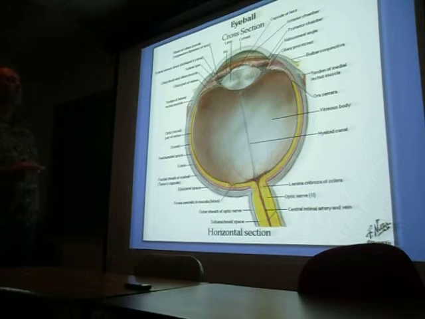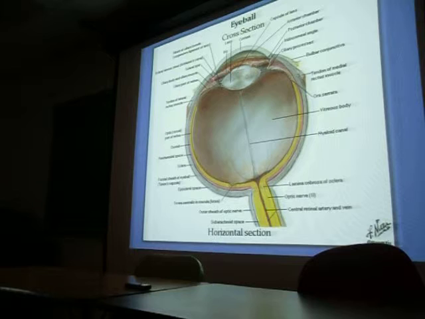What is that called? No, the hole. Oh, it's called the Canal of Schlemm, or Schlemm's Canal. Probably Dr. Schlemm discovered it.